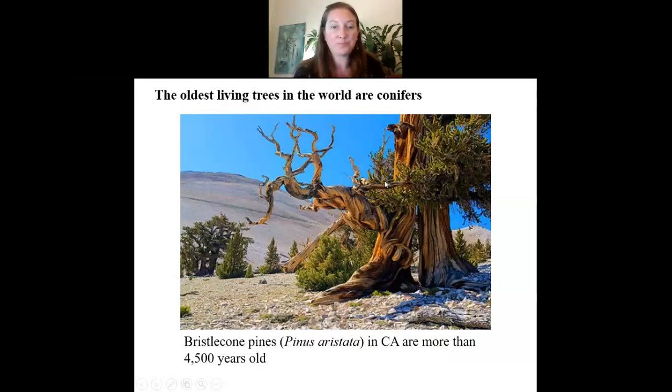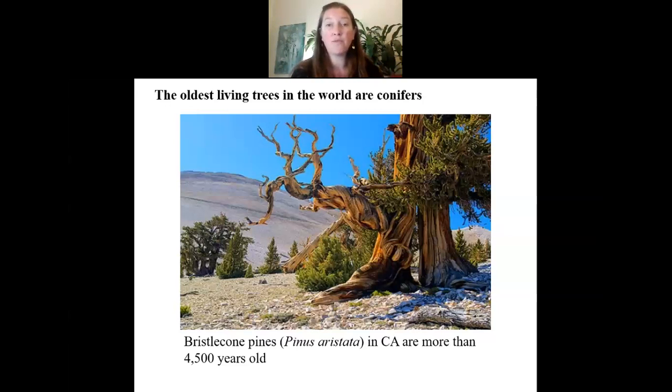Really big tree. So the tallest living trees in the world are conifers. The oldest living trees in the world are also conifers. California's got a lot going on plant-wise, including the oldest living trees in the world. They are called the Bristlecone Pines. They are a type of pine tree in the genus Pinus. Pinus is the pine trees.